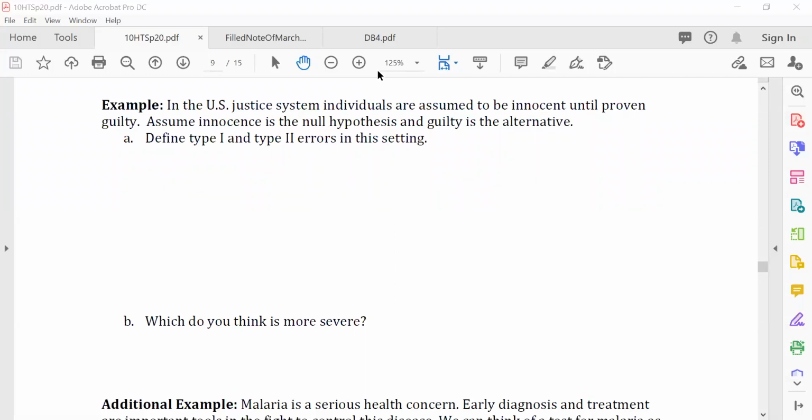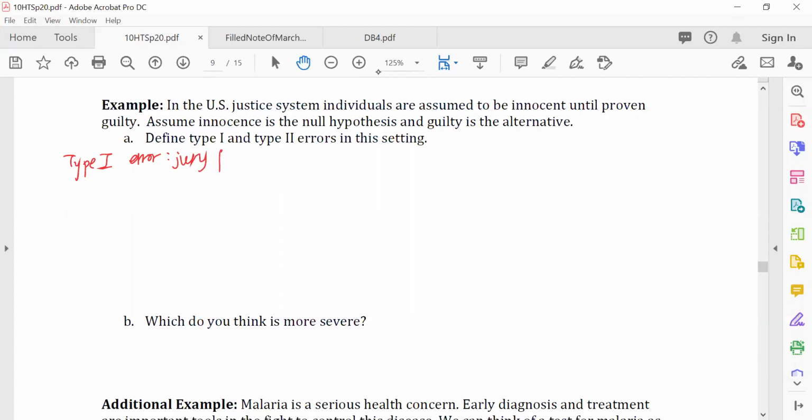Okay, so here, define type 1, type 2 errors in these settings. So type 1 error is your H null is actually true, but you made an error rejecting your H null. In this case, assume innocence is the null hypothesis and guilty is the alternative hypothesis. So the type 1 error is, in fact, that the suspects are innocent, but the jury rejects H null.